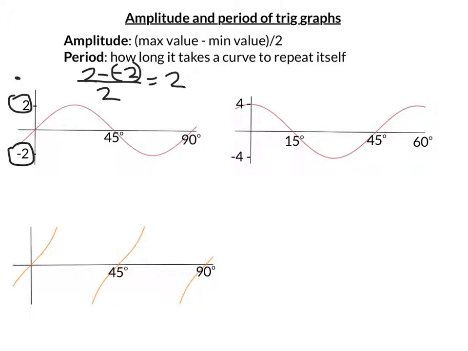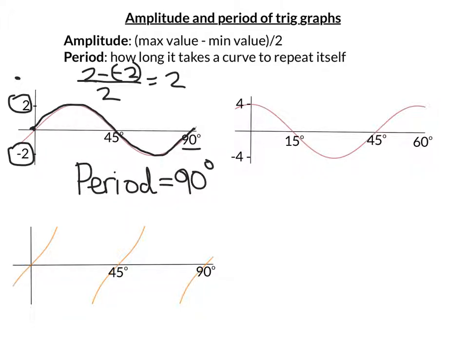The period is how often it repeats itself. So this sine curve starts there, it then goes up and then below the curve and then comes back to its starting place after 90 degrees. So the period for this one is 90 degrees.